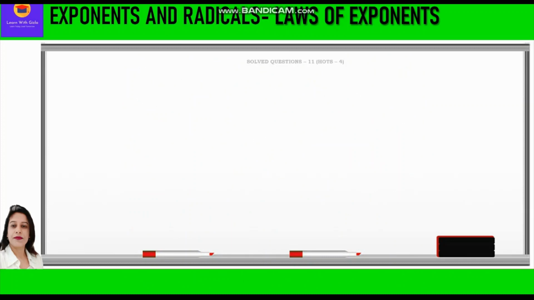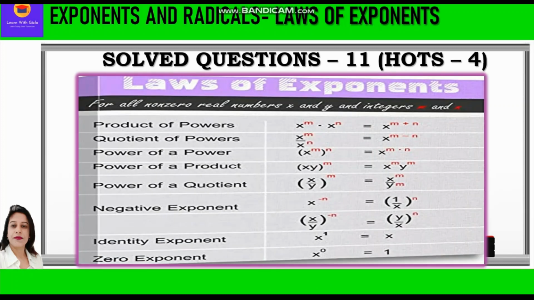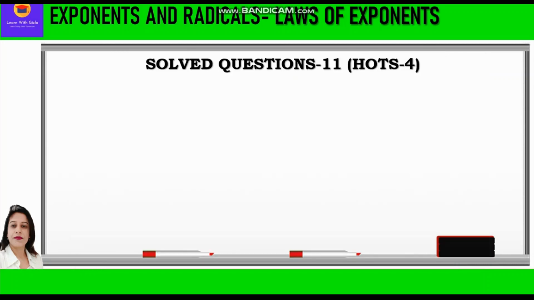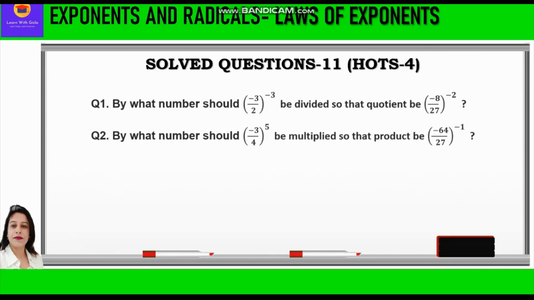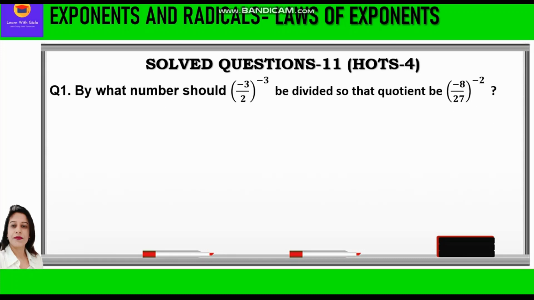In this video on exponents and radicals, we are going to take up word problems which we will solve using laws of exponents. These are the two questions we shall study in this video: what number should the given number be divided by or multiplied by to get the required quotient or product? So let's start with the first question.